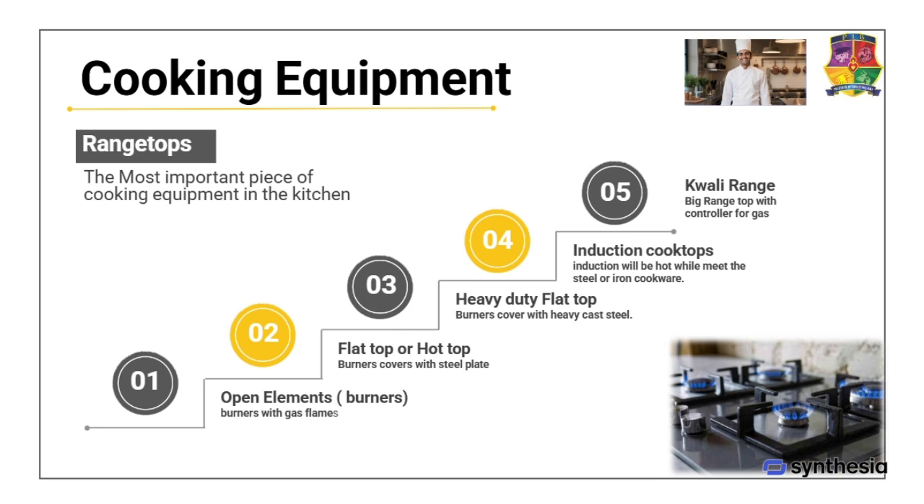So when you look at these 5 types, don't just memorize their names. Try to understand how each range top produces heat, what type of cookware it uses, and what kind of cooking operation it is suitable for. As culinary students, understanding the equipment is important because choosing the right cooking equipment can affect cooking efficiency, consistency, safety, and the final quality of the food.